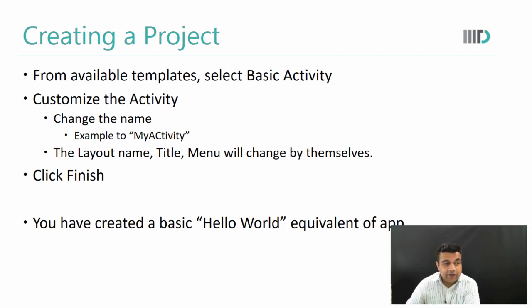Once you give the activity name, Android Studio automatically changes the names of the layout, title, and menu. Let them be as it is. And you click finish and voila. You have created your Hello World equivalent of app. In fact, this app will display Hello World, though so far you have not written Hello World anywhere. I will explain that to you very quickly.